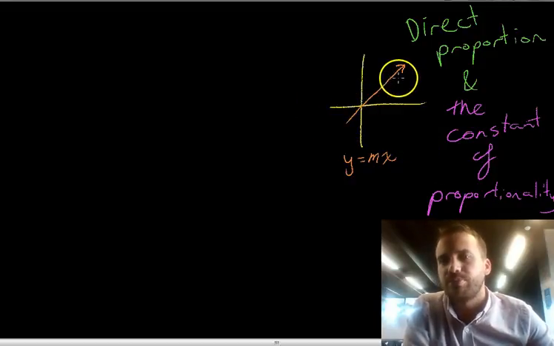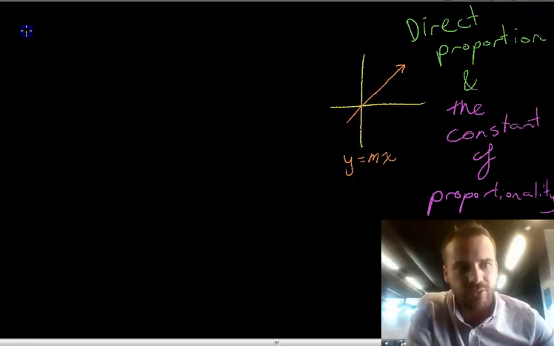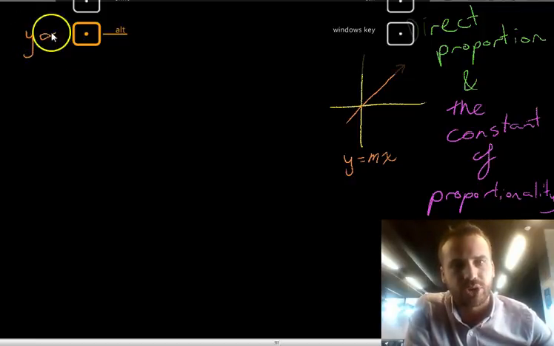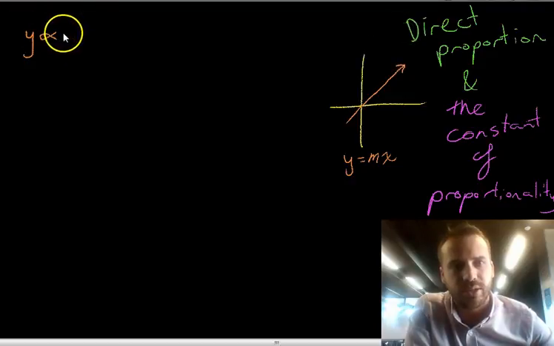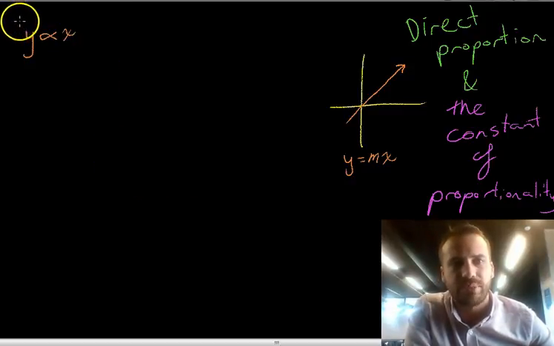That's direct proportion. Now we can write y is directly proportional to x. It's a mouthful, but we've got a little symbol for it. Y is directly proportional to x. Okay, so remember that symbol, is directly proportional to.